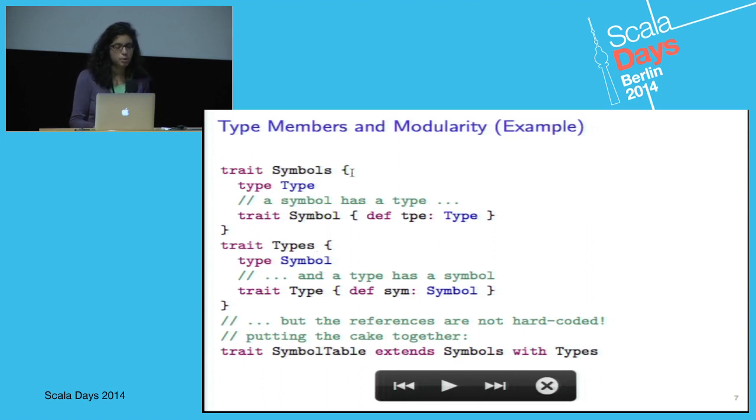So within Symbols, we have this abstract type member for types, and we can refer to it. And then similarly, in the Types component, we have this abstract type member for symbol, and we can refer to it here by saying that each type has a symbol. And then it's only when we put the cake together that all these abstract type members become instantiated with the most precise definition.